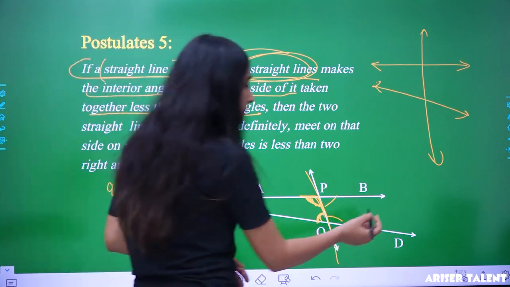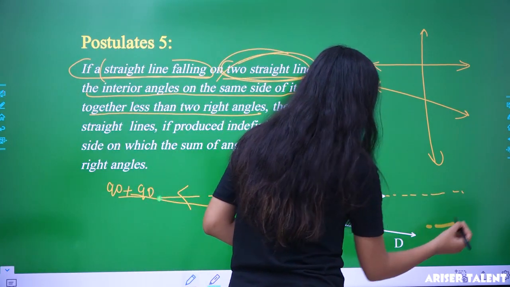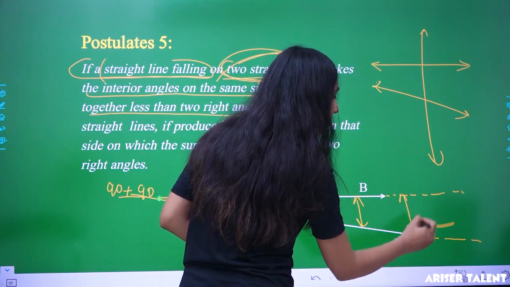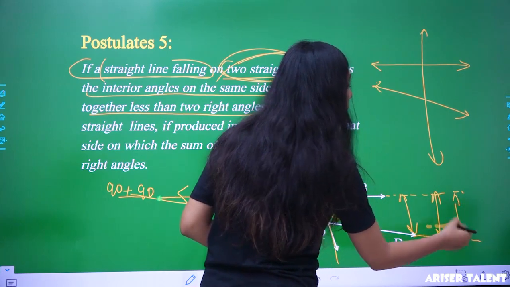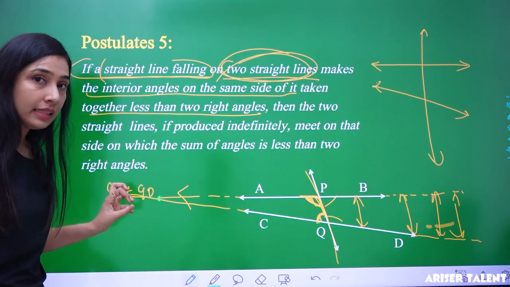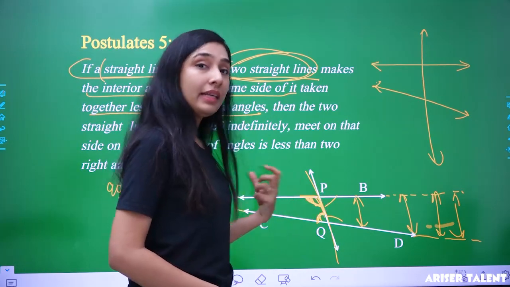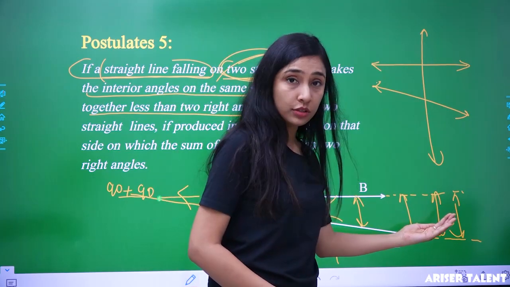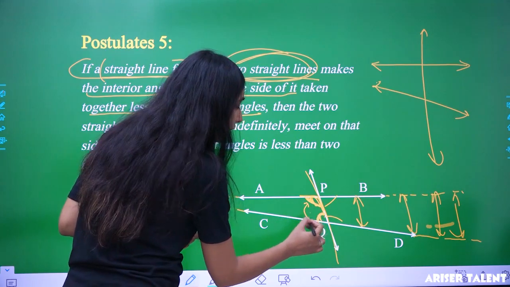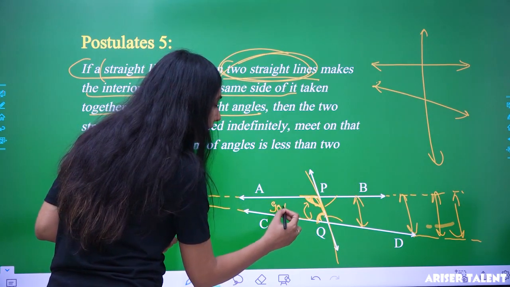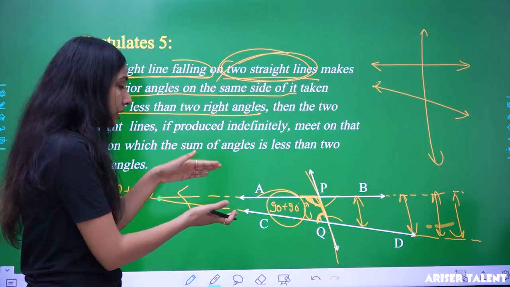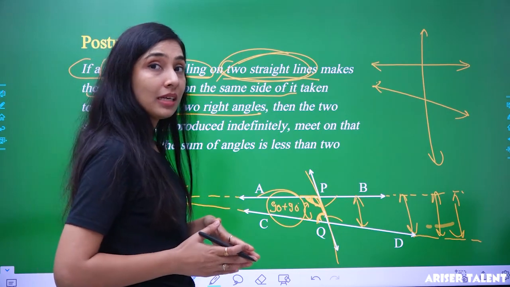But on the side of B and D, the distance between the lines is increasing. That means on this side, they will be intersecting each other. They will meet at some point, but on this other side they will never meet. That means this is the side where the summation will be less than two right angles. On that side only, these two lines are going to meet.